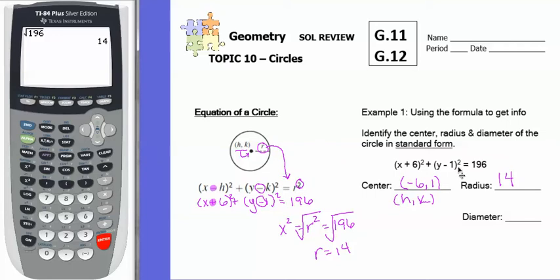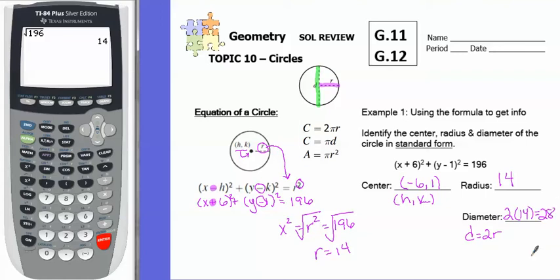Now, I did mention that I really like my formula sheet. So when I look at my formula sheet, again, I can see this on the front of it, which talks about a circle. And why is that important to me? Because I can see that my radius goes from the center of a circle all the way to the outside. My diameter goes all the way across. So when I look at how these two things are related to each other, my diameter is equal to 2 times my radius. So in this case, 2 times 14 is 28. So now I've taken all the information I can from this equation of a circle.